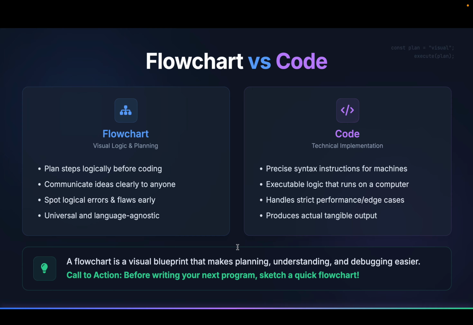So, just to summarize, a flowchart is a visual representation of a program's logic using symbols and arrows. It helps you plan, understand, and debug programs efficiently. Before writing your next program, try drawing a flowchart. You will be surprised how much easier coding becomes.